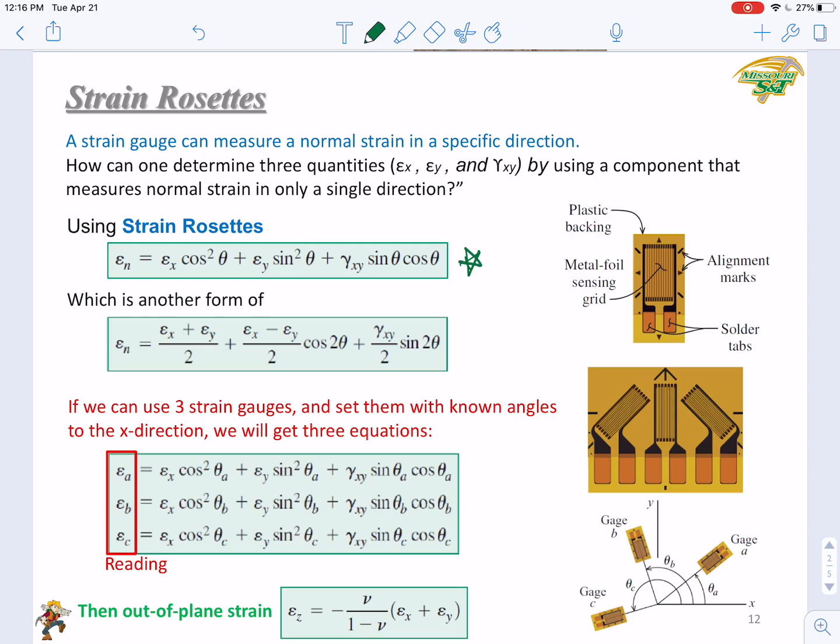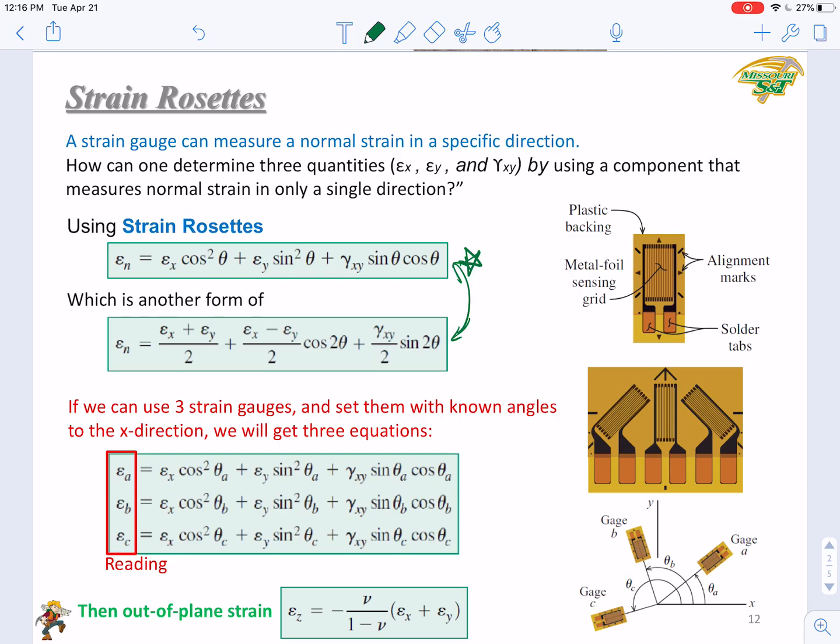Okay, this is actually the same equation as the strain transformation equation we used in the previous example. Okay, these two equations are the same. They are the same equation, just in different mathematical forms. Okay, you can try to derive the strain rosette equation from this strain transformation equation by yourself. Okay, you can try to do this equation transformation.